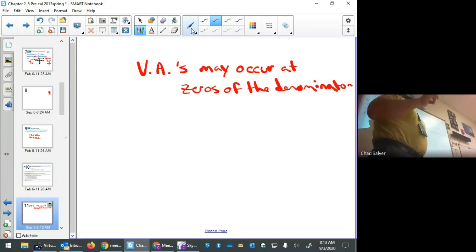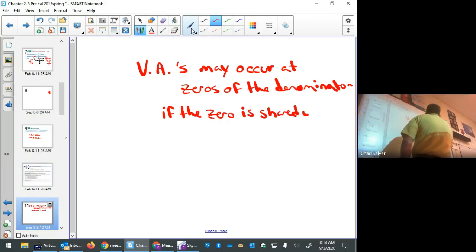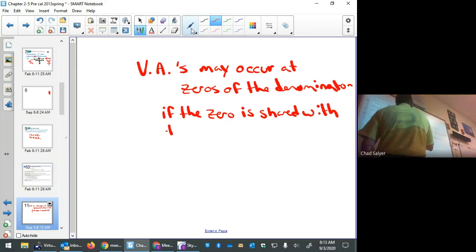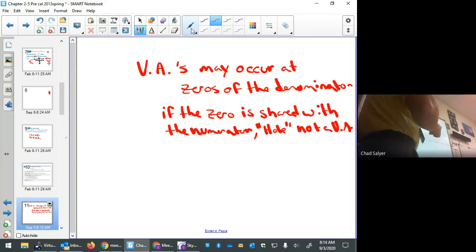So it's going to be one of two things. If you have a 0 in the denominator, it will be a vertical asymptote or it will be a hole. So if the 0 is shared with the numerator, then it is a hole and not a VA. If the 0 is shared with the numerator, it's a hole, not a vertical asymptote. Otherwise, it's a vertical asymptote.